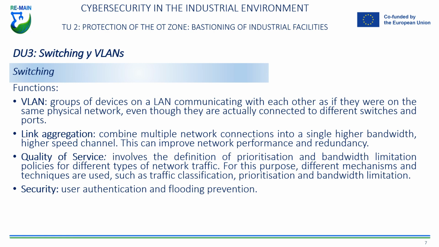Virtual network segmentation, VLAN, allows groups of devices to be created on a LAN that communicate with each other as if they were on the same physical network, even though they are actually connected to different switches and ports. This can improve network security and efficiency. Link aggregation allows multiple network connections to be combined into a single, higher bandwidth, higher speed channel. This can improve network performance and redundancy. There are different standards for link aggregation in industrial networks, such as Ether Channel or Link Aggregation Control Protocol, LACP, which allow multiple Ethernet links to be combined into a single, high-speed logical channel.